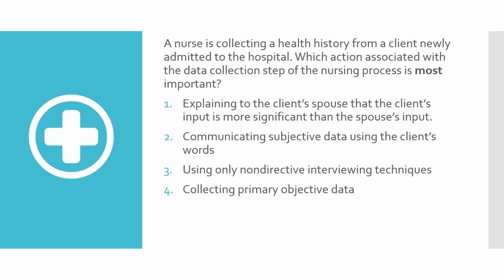Number 4, collecting primary objective data. Collecting subjective and objective data during a health history is important to get the full understanding of a patient. Number 2 is our answer. It is the priority action for the nurse to take while doing a health history.